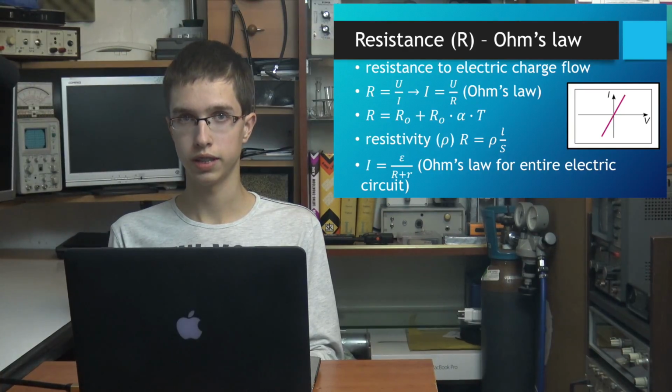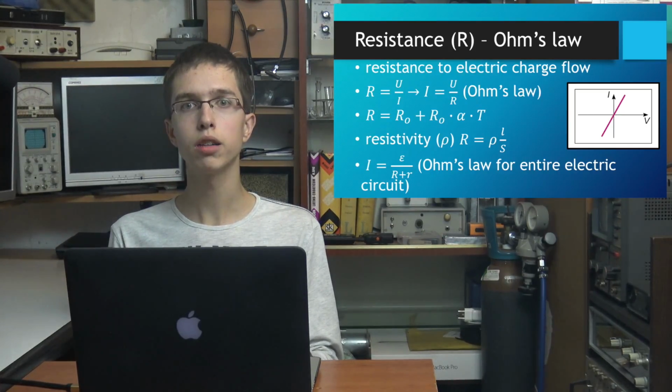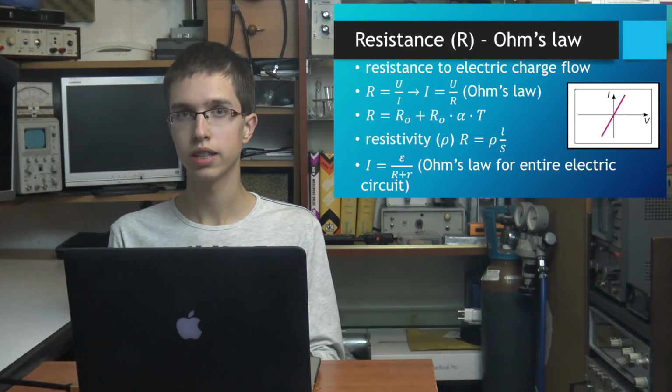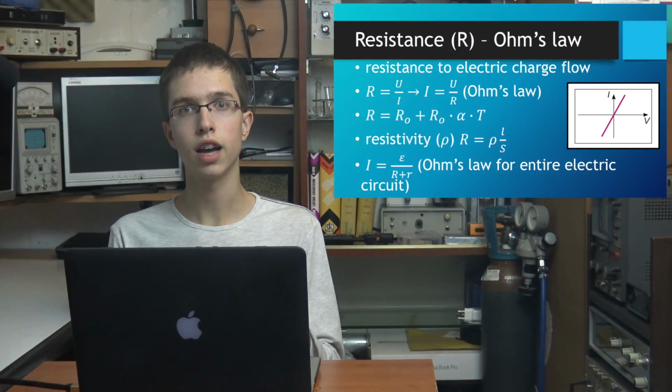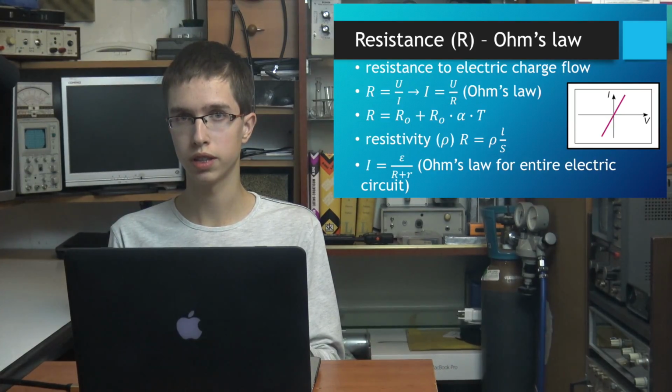The inverse of resistance is conductance, which is the ease, rather than difficulty, with which electric current passes through. It's marked with big G and is measured in Siemens, big S. Since it equals the reciprocal value of resistance, the formula for G is I over U. However, resistance is a more commonly used physical quantity.